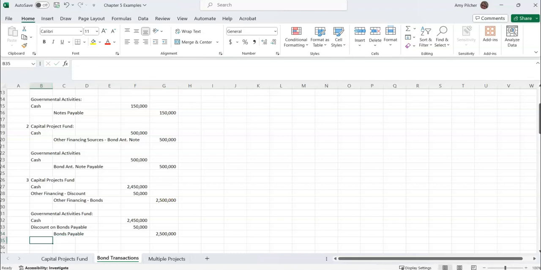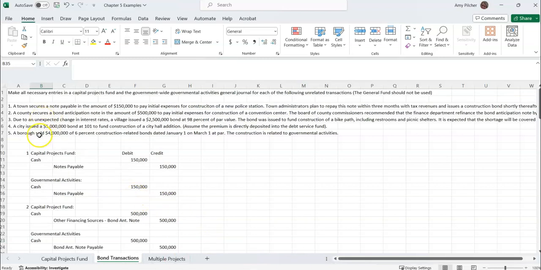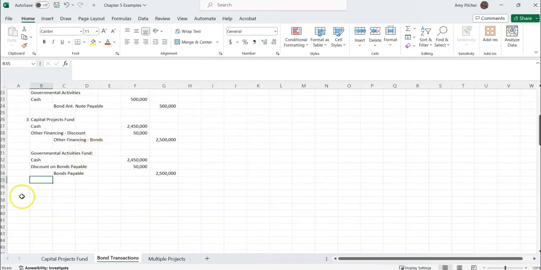Okay, transaction 4. The city issued a $5 million bond at 101 to fund construction of a city hall addition. The premium is directly deposited into the debt service fund. So we have that 1% premium.